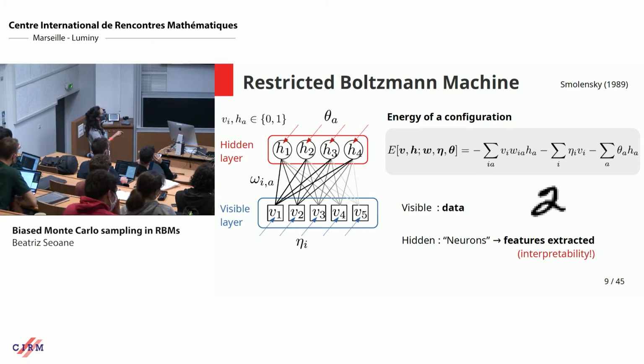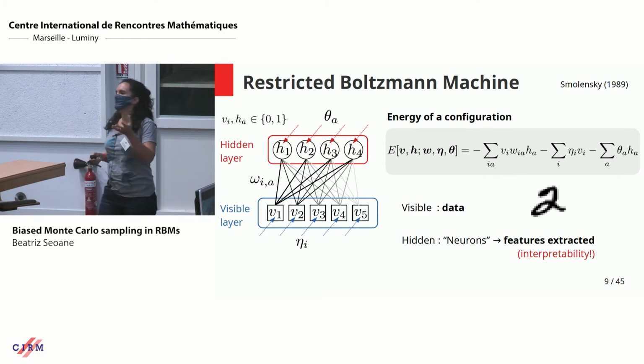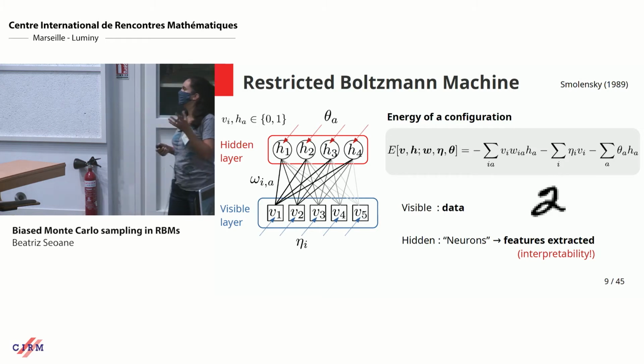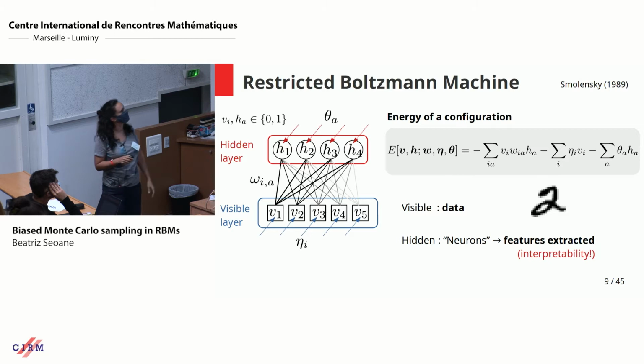Okay, the restricted Boltzmann machine, as I said, is formed by two layers. We have the visible layer, which corresponds to the data. If we have images, it will be the pixels, and we have the hidden layer. For all my talk, we are considering that both variables can just take two kinds of values, like if they were spins up and down, but here we have 0 and 1.